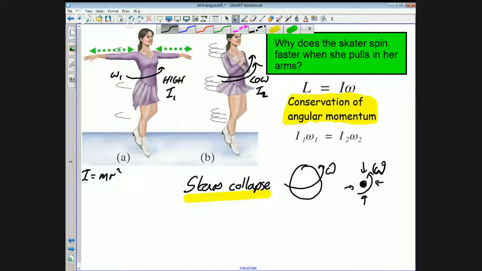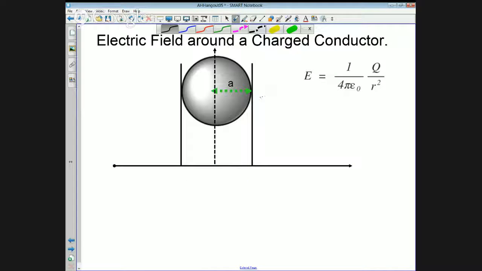Okay, what's our next question for this evening? Oh, right, what's this one? It's to do with the electric field around a charged conductor.